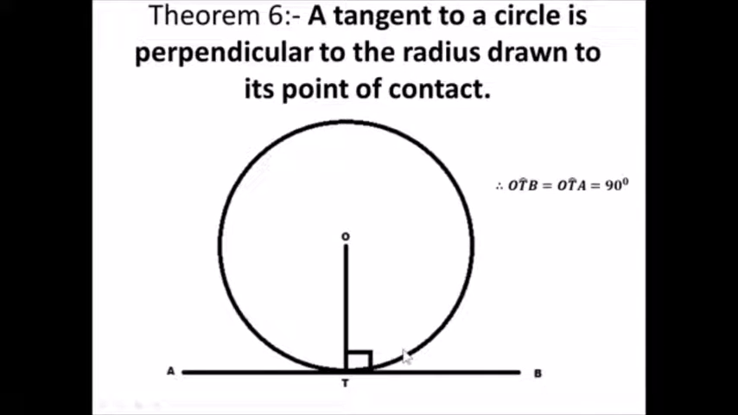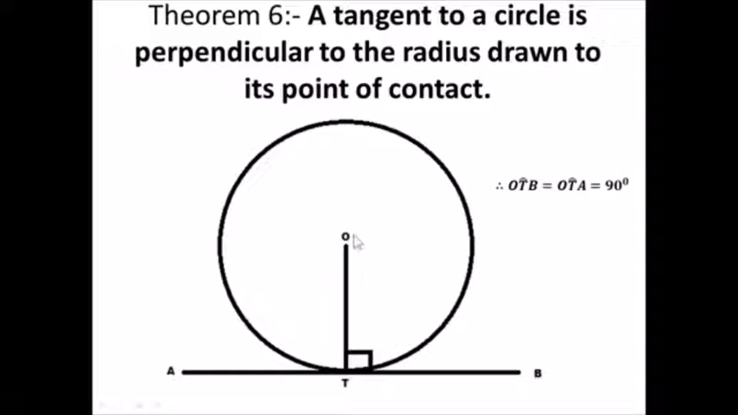Tangent. As you can see on the screen right now, this line AB is a tangent because it's touching the circumference of the circle at point T here. So that means this line AB is a tangent. A tangent is a line that is touching the circumference of the circle at a point. So it's touching this circle at point T here.